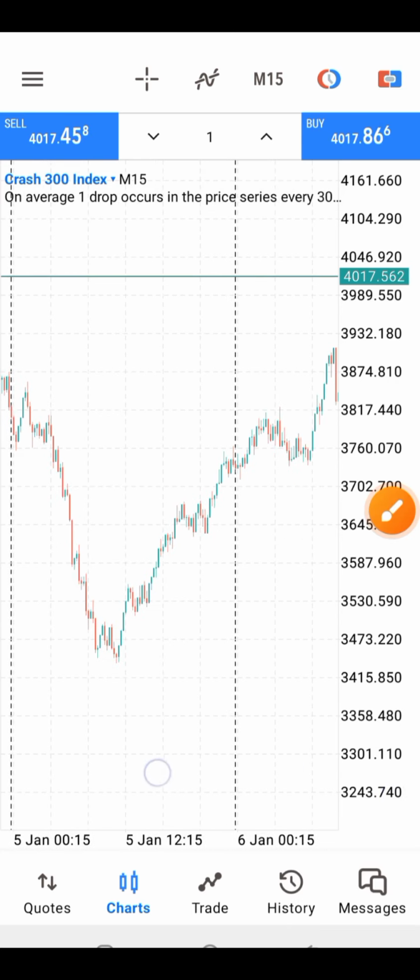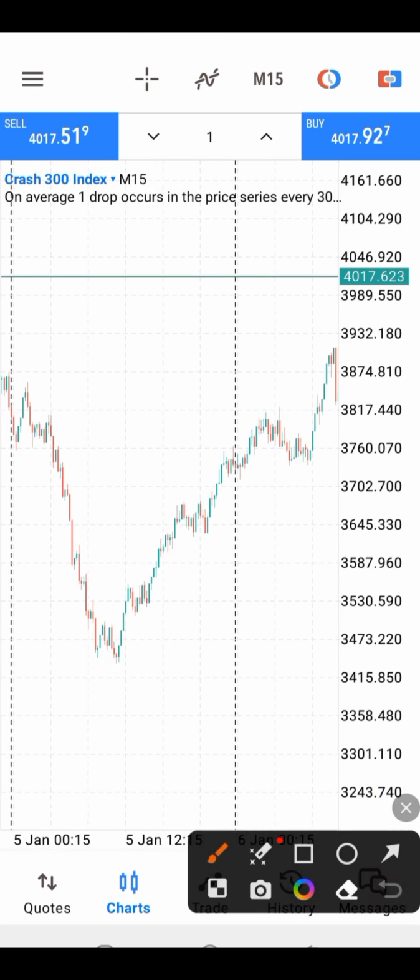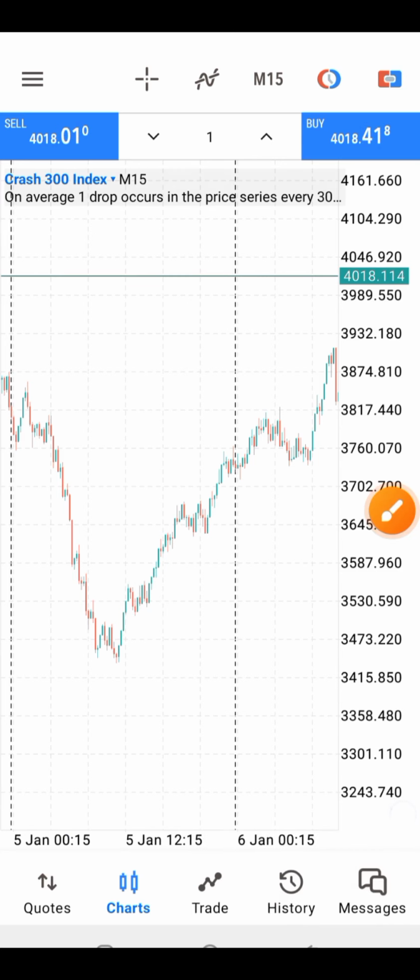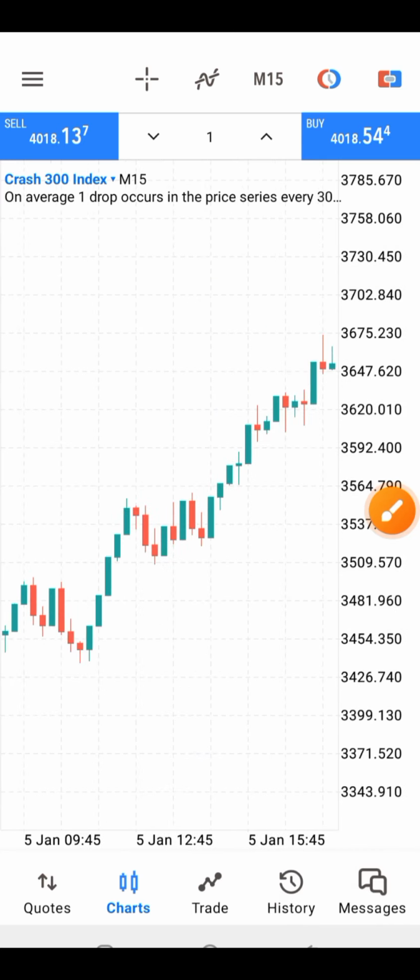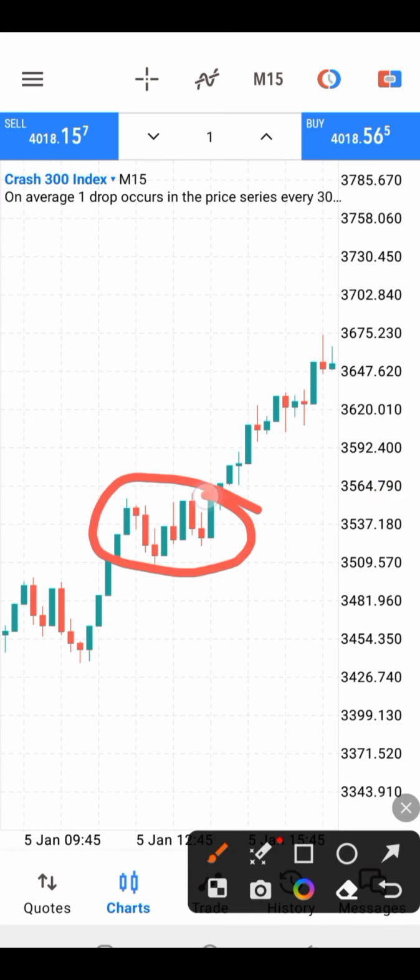So now that you have confirmed the trend, that the market is going up, you'll be waiting for the place where the buyers and the sellers are fighting. You understand? We got one here. You can see the market is consolidating. Let me zoom out so that you can see it clearly. You can see the market is consolidating. No buyers or sellers win here.